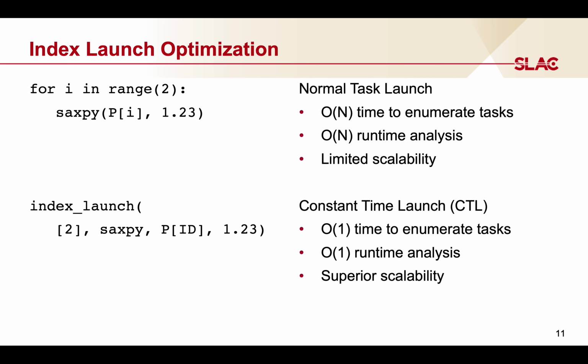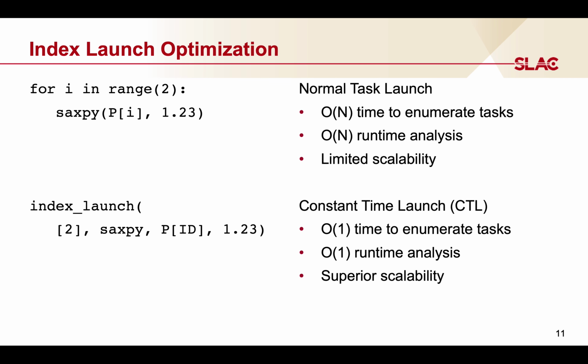An alternative, which we provide, is called an index launch. We also call it a constant time launch. It is this alternative form where you've basically made the loop implicit, right? So what we're saying here is we're going to run 2 tasks of SaxP, and each one is going to get the ith piece of P. So this ID here is an implicit loop variable that says each element of SaxP, when we execute it, is going to get the ith element.